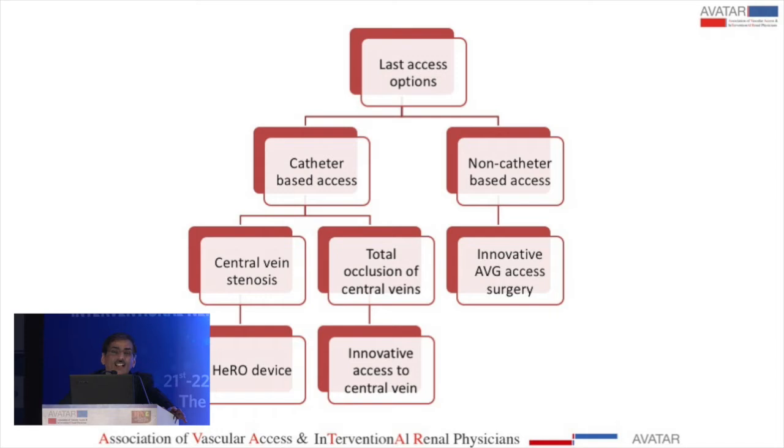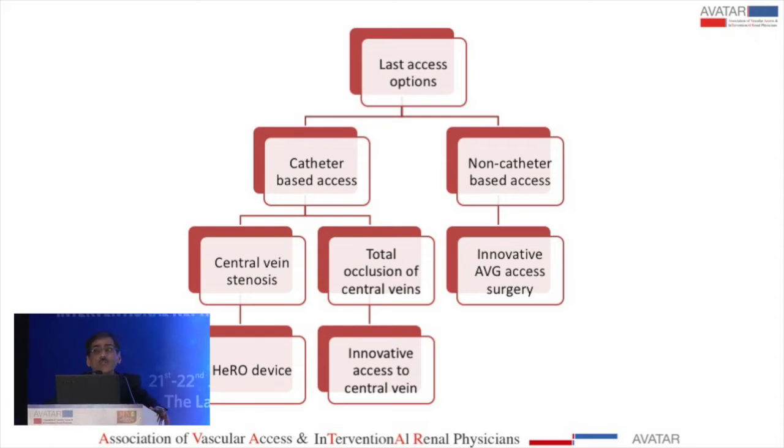And here's a little algorithm that I generally follow, and we discuss it with our surgical team members. Last axis option, it could be a catheter-based axis or it could be a non-catheter-based axis, and that will depend on what you find on the investigations that you carry forward. So a catheter-based axis is possible if there is central vein stenosis, but it's not totally occluded. So if there is some open central vein, then you can exploit that central vein to create an axis.